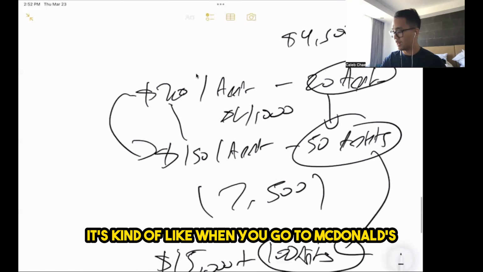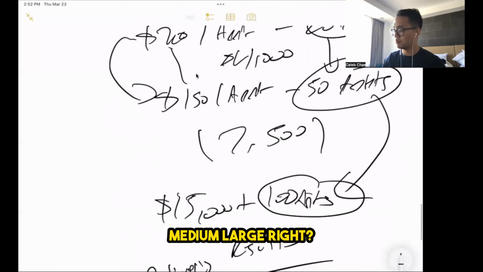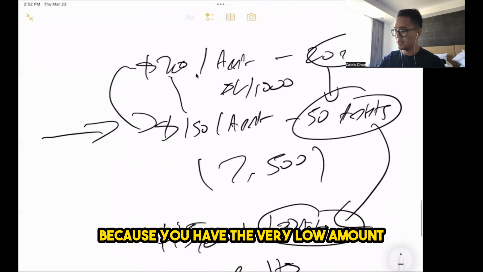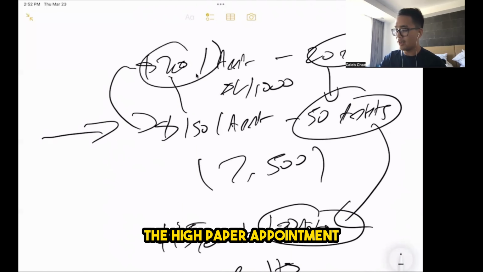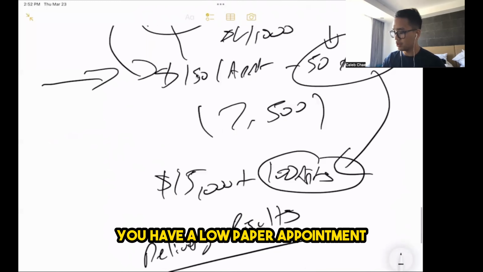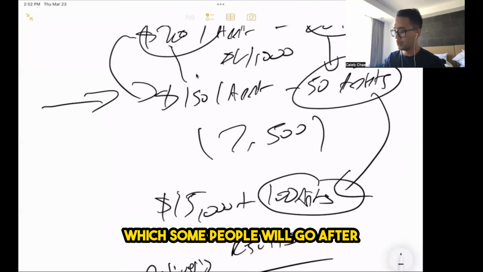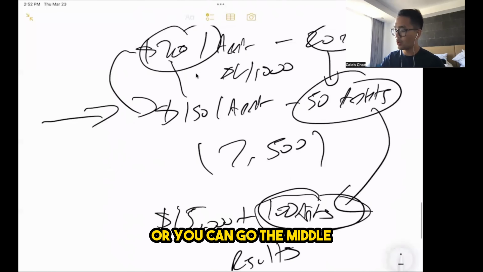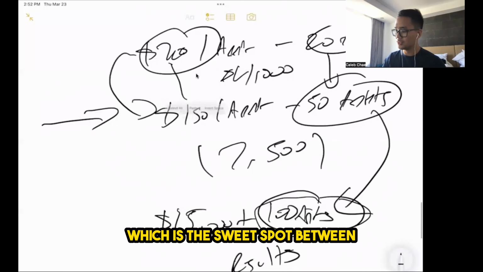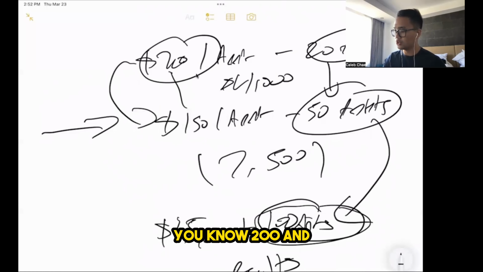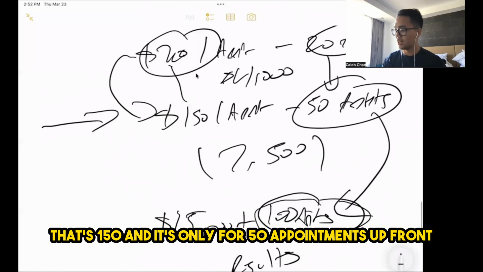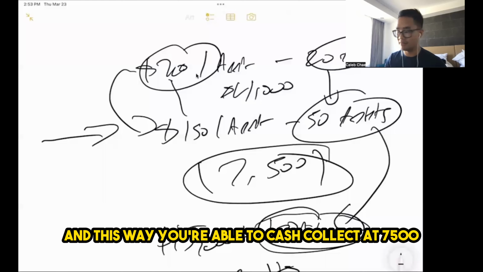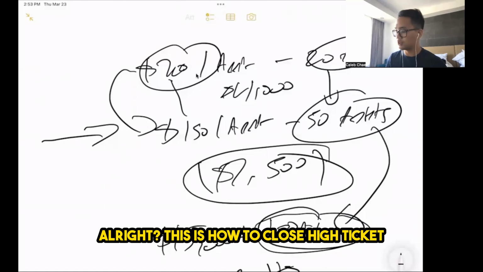It's kind of like when you go to McDonald's, they ask you if you want a small, a medium, or a large, right? And most people will pick the middle. You have the very low upfront amount with a high pay per appointment. You have a low pay per appointment, which some people will go after, but it's a lot of money upfront, which some people again will buy. Or you can go for the middle, which is the sweet spot between 200 and, let's say, 100. That's 150, and it's only for 50 appointments upfront. And this way, you're able to cash collect 7,500. All right. This is how to close high ticket.